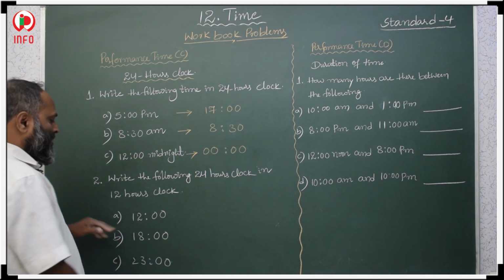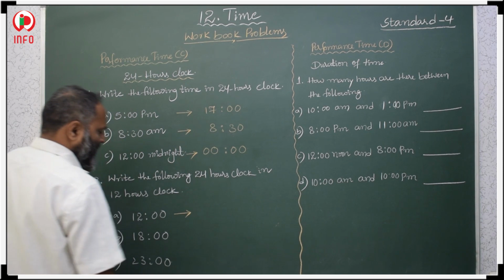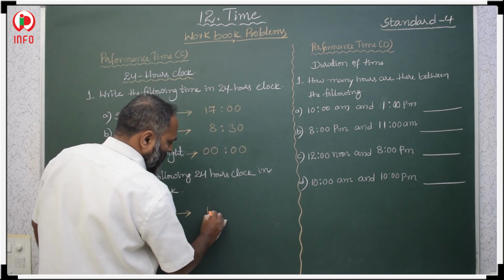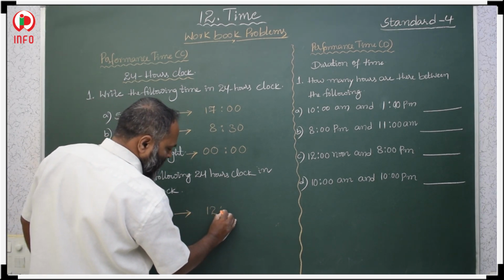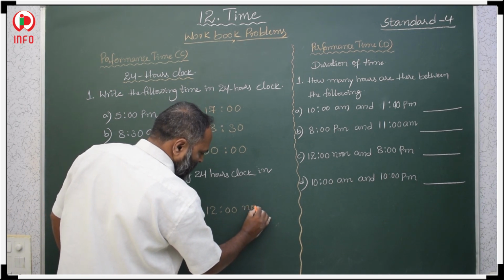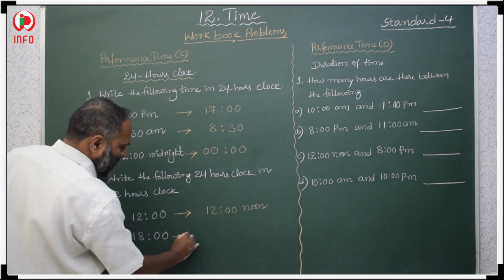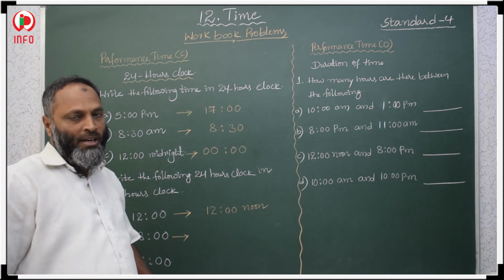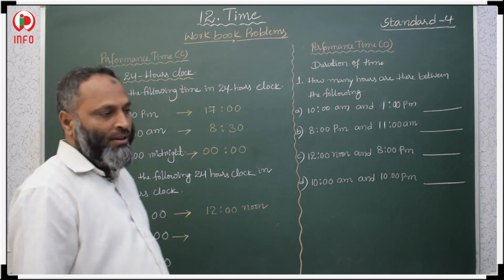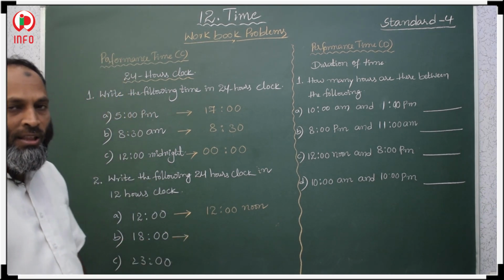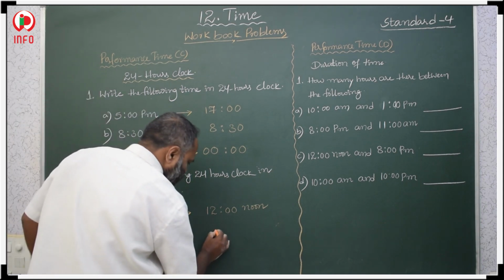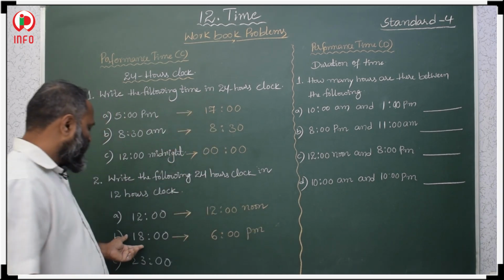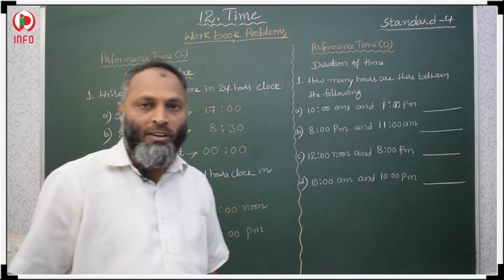Then how to convert? 12 means 12 noon, 12 noon means 12 only. So 12 hours means 12 noon, afternoon 12. Now 18: how to convert it into AM and PM? From 18 we should subtract 12. So if you subtract 12 from 18, you will get 6, that is PM.